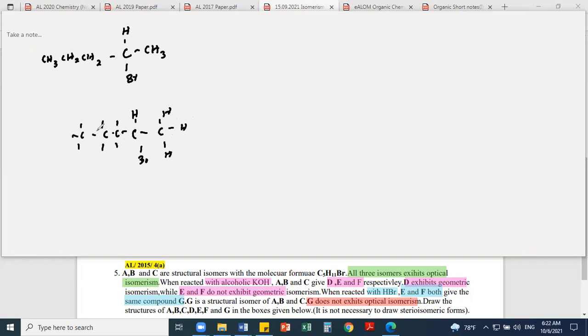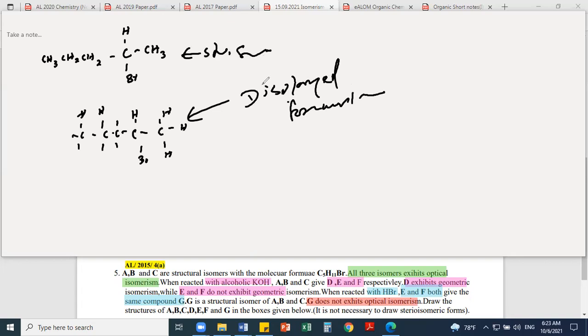They will give marks. You can put hydrogen, but this is actually called the displayed formula. This is called the structural formula. So there are different types of formulas you learn. What are they? One is the empirical formula, then you write the molecular formula, then the structural formula, then you can write the displayed formula, then you can write the skeletal formula.